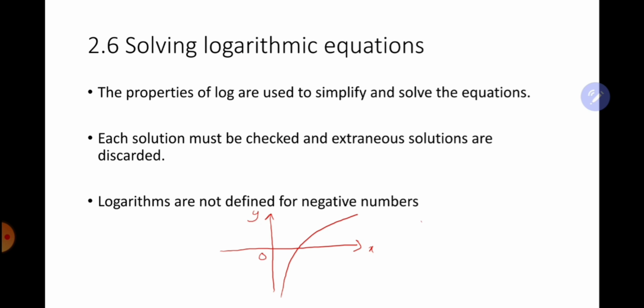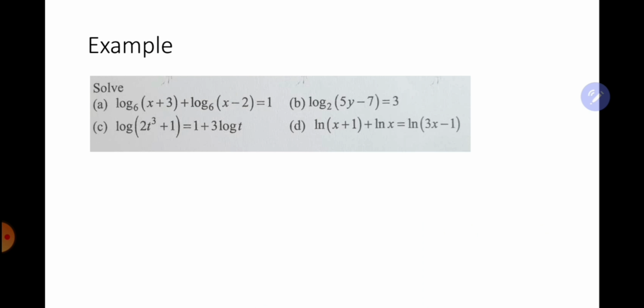For example, log base 2 of 2x plus 3 equals 7, let's say. You calculate and you end up with x equals negative 4. If you plug back into the original equation, you will get log of negative 1, base 2. Log of a negative number, whatever the base, is undefined. So this is not the solution.